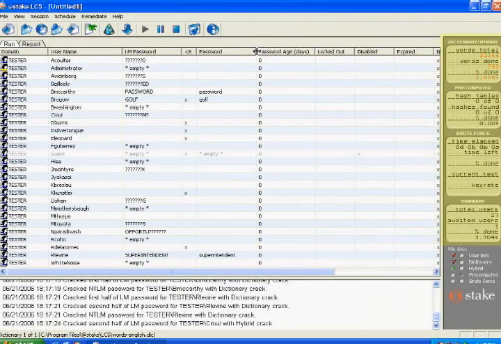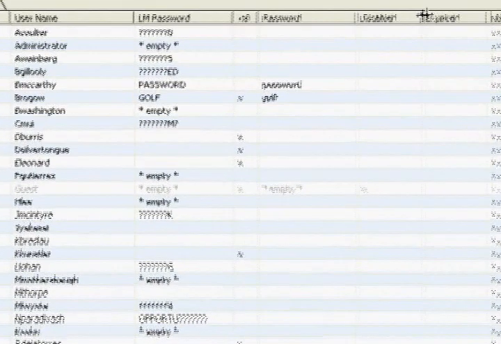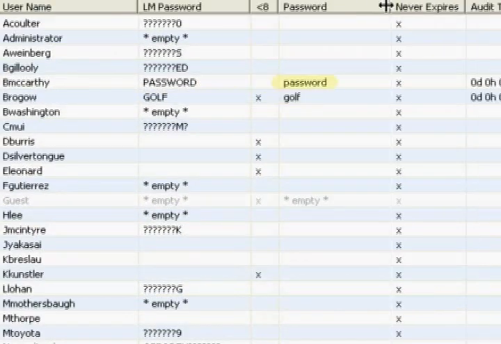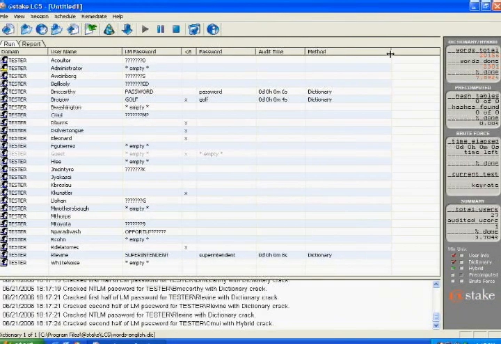In this right column, you can glimpse how fast LoftCrack is working. It has already cracked 3 weak passwords: golf, password, and superintendent. No matter how long the word is, if it's straight from the dictionary, LoftCrack's going to get it. Let's jump ahead.